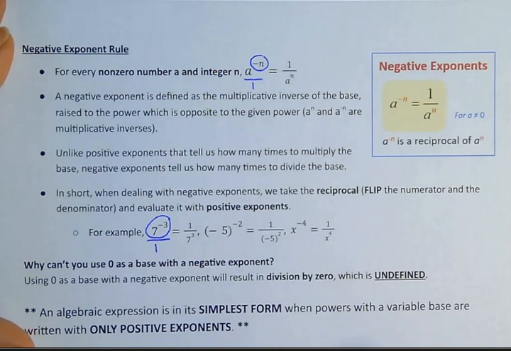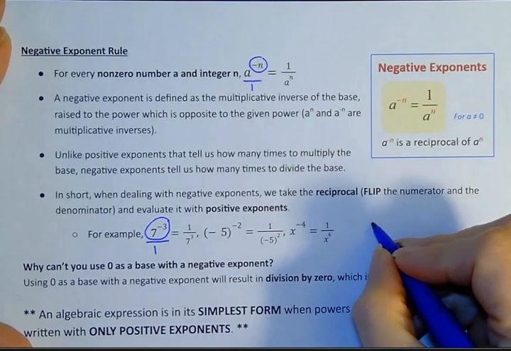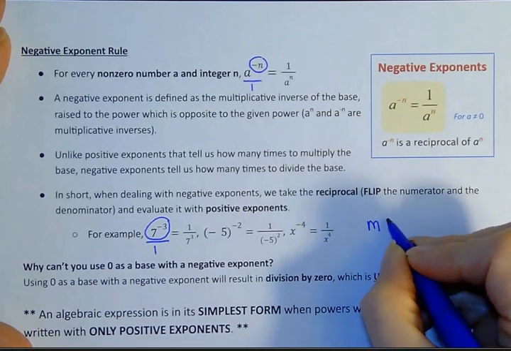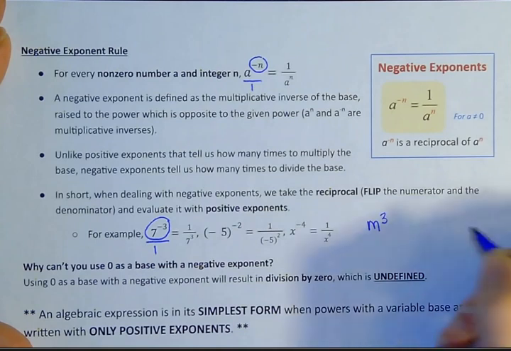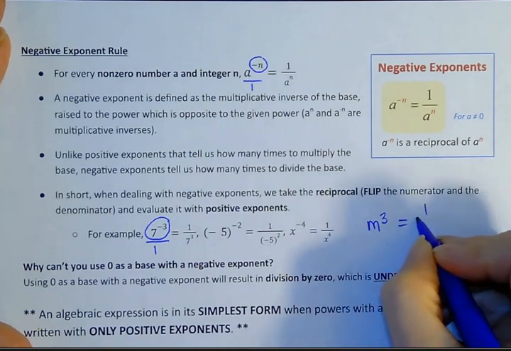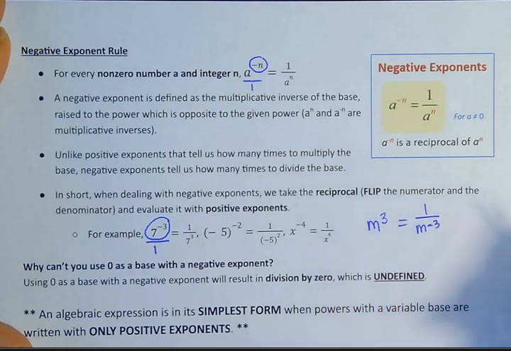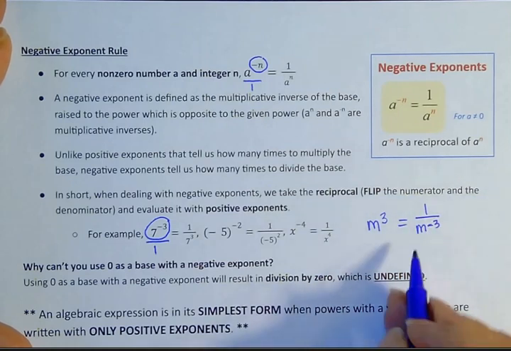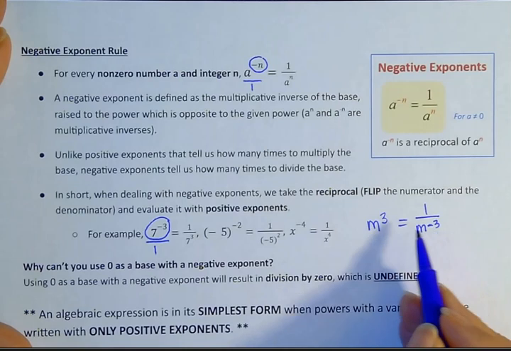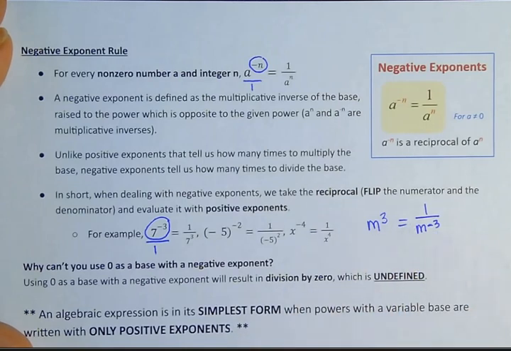Likewise, and there are sometimes reasons you might not do this, but not normally, if I have, I don't know, m to the 3rd, if I put that in the denominator, it would be 1 over m to the -3. Okay, it works either direction. You're just going to switch the sign. I don't know why we would do that. I just want you to know that it does work either way.